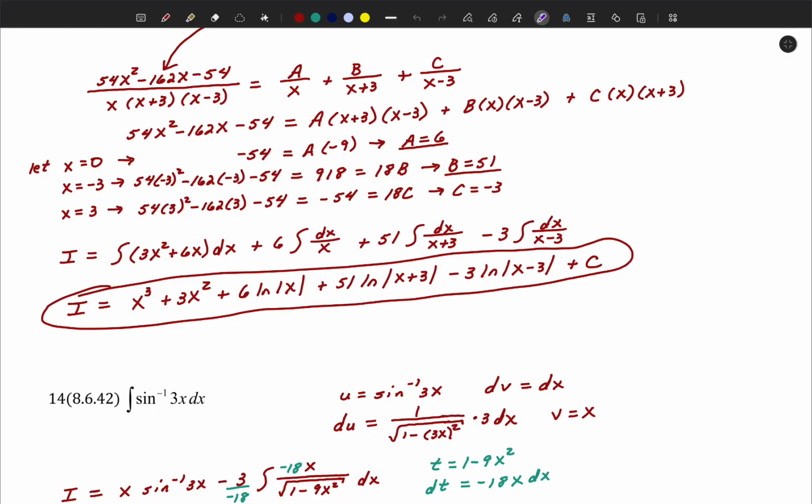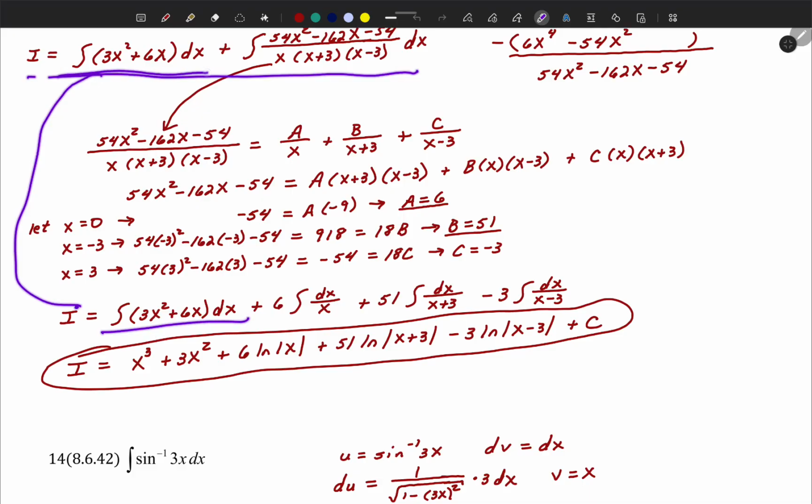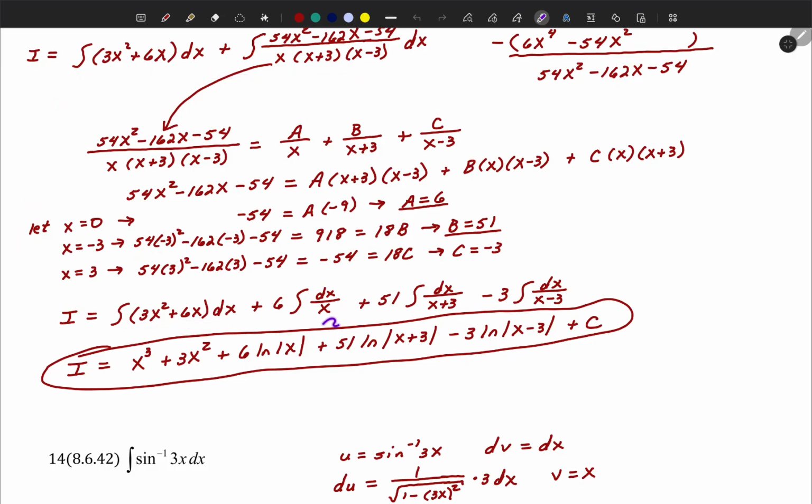I'll go ahead and rewrite the original integral. This original integral is now the integral of everything I had there. That's super easy to integrate, plus these three partial fractions. So I said plus 6 times the integral of dx over x, plus 51 times the integral of dx over x plus 3, and then minus 3 times the integral of dx over x minus 3.